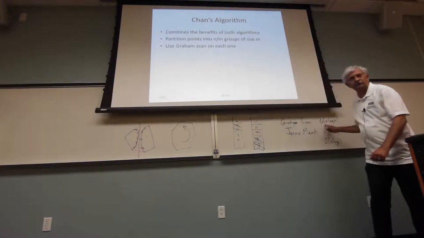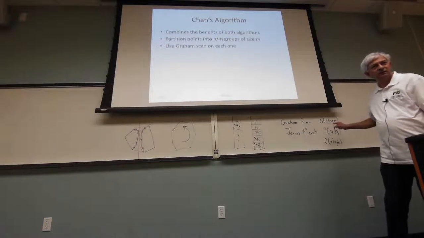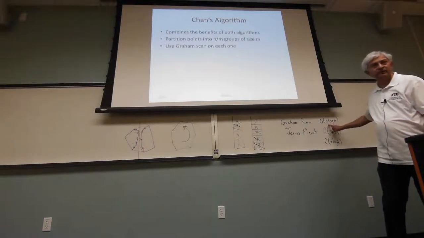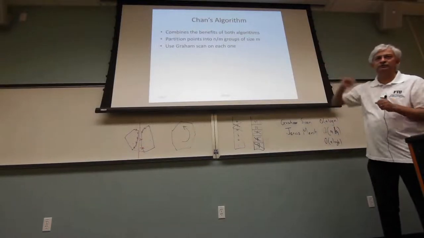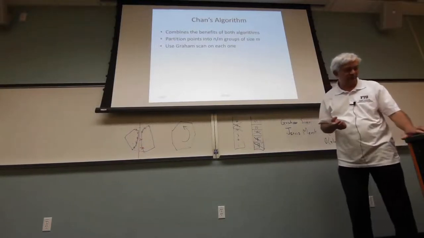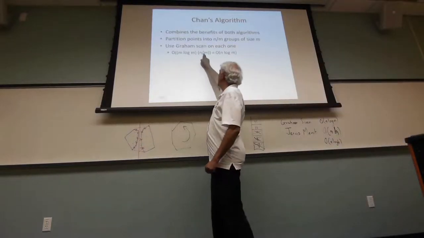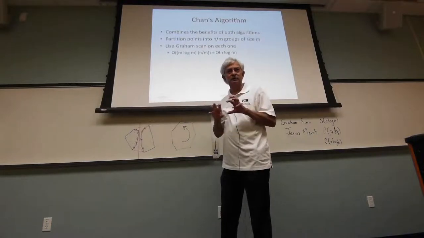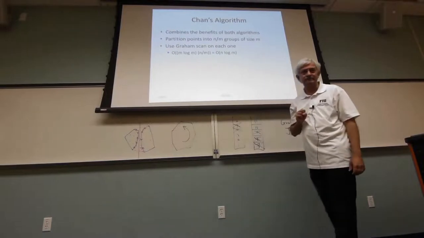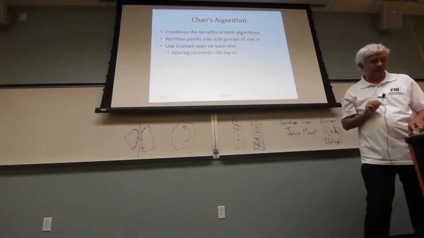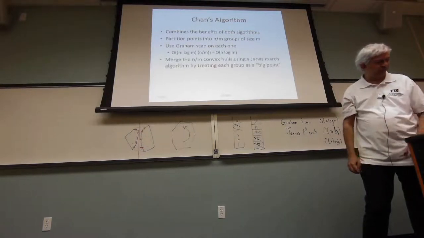each little convex hull is going to take me how much time? m log m, right? And I have to do this how many times? I have to do this n over m times. So each one takes m log m time, and I have n over m such groups. Correct? So the whole thing takes me n log m. So far, so good. I haven't told you what m is, but let's keep that open for now.